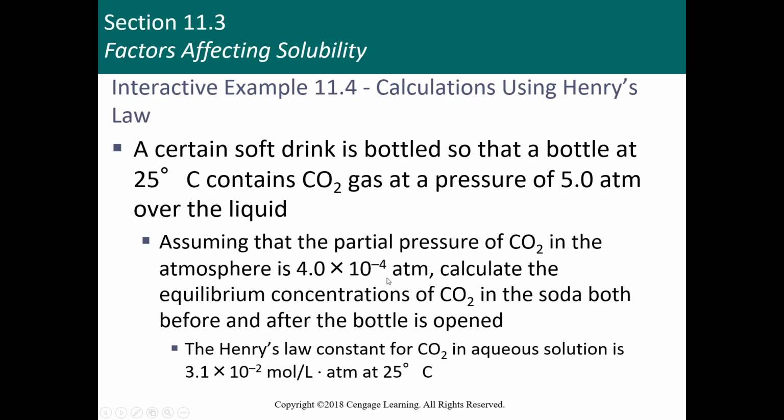Okay, so the Henry's law constant for CO2 in aqueous solution is 3.1 times 10 to the negative 2 moles per liter times atmosphere. And that's that constant value that I mentioned that sets all of your units. This is at 25 degrees Celsius. Depending on the temperature, you will actually get different values for this, by the way. So it is temperature dependent. They gave you this for the temperature you're looking at right here. So that's good.